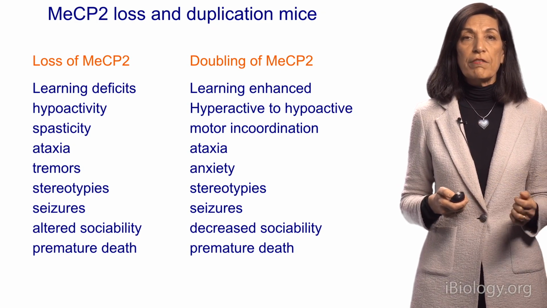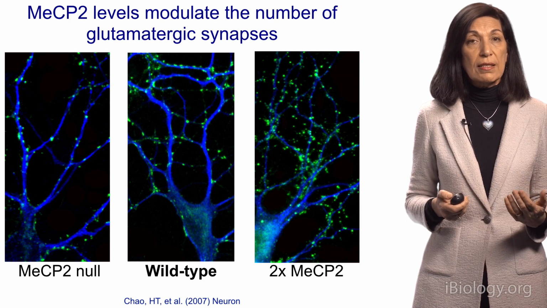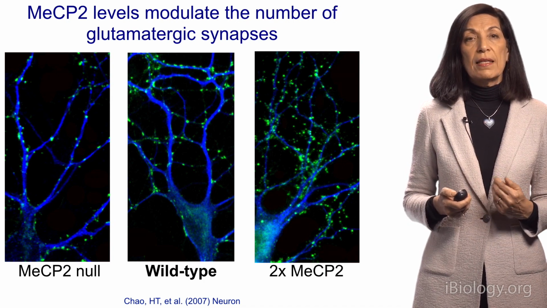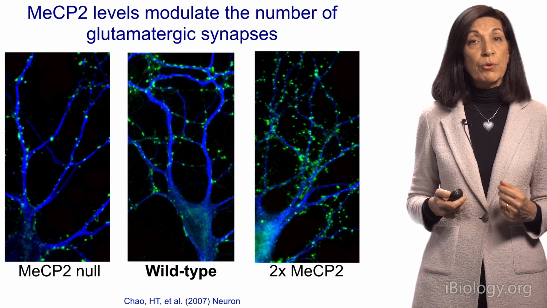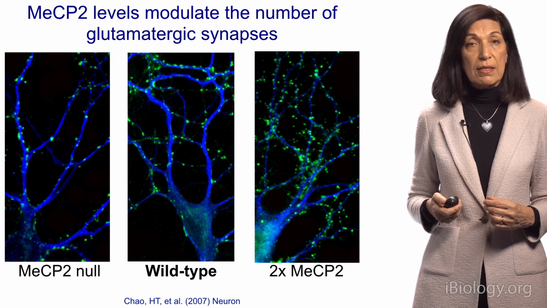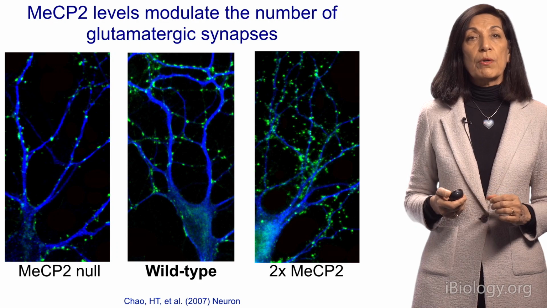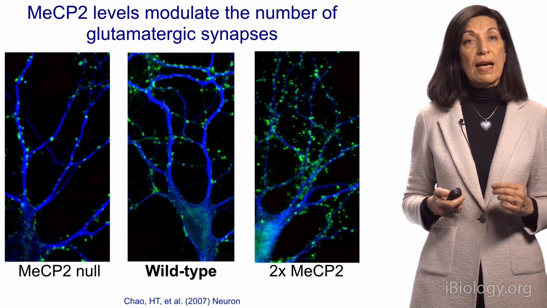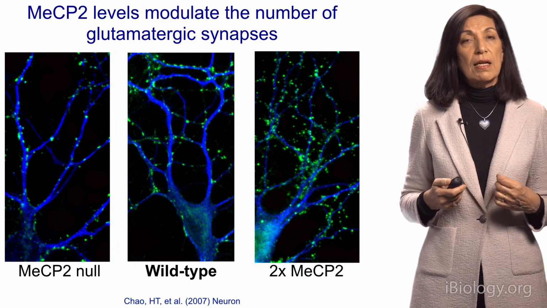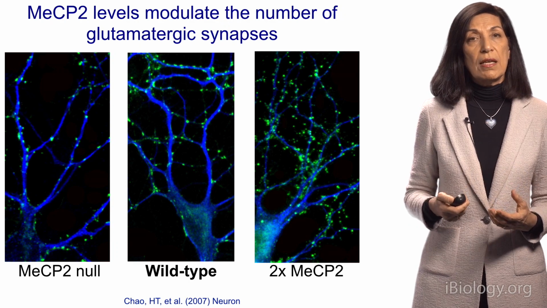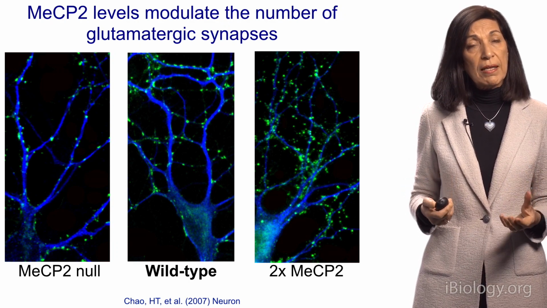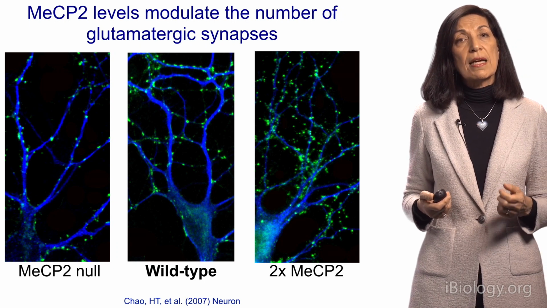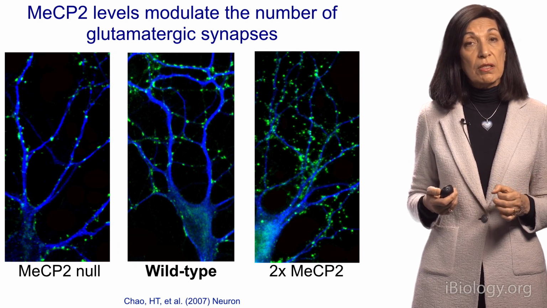So we began to evaluate this first at a neuronal level. In this picture, I'm showing you an example where we're looking at neurons from the hippocampus. These are in culture, and we're staining them for excitatory synapses. These are excitatory neurons that make the neurotransmitter glutamate, and the synapses are labeled green.